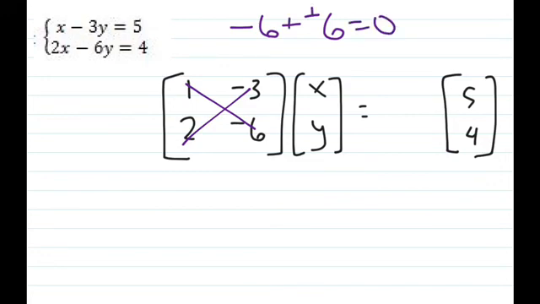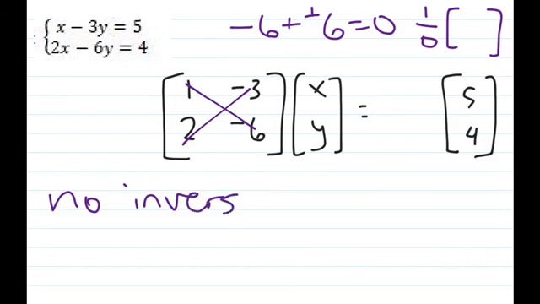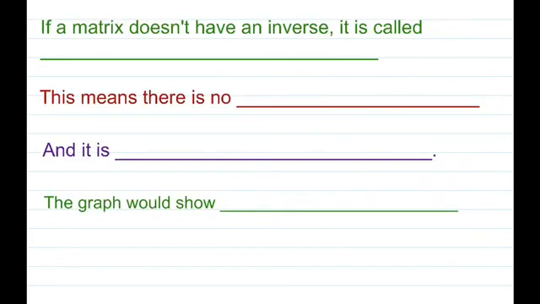And what have I learned about when the determinant is 0? If you remember, I cannot find the inverse because you can't do 1 over 0. That's undefined. So that means that there's no inverse. So if there's no inverse, what am I supposed to do? You might think, well, we can solve it another way, and yes, you can, but this actually tells us something. If a matrix doesn't have an inverse, it is called singular. So it's called a singular matrix, and this means that there is no solution.